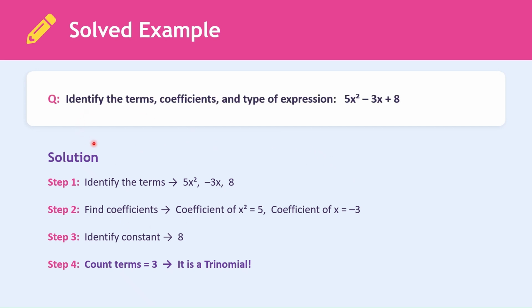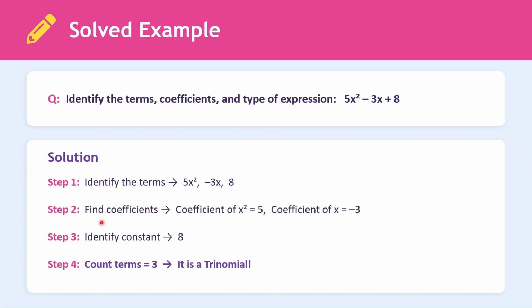Now let us work through a solved example together. The question asks us to identify the terms, coefficients and type of the expression 5x squared minus 3x plus 8. Step 1. Identify the terms. Look for the plus and minus signs. We have 5x squared, negative 3x and 8. That gives us 3 terms.